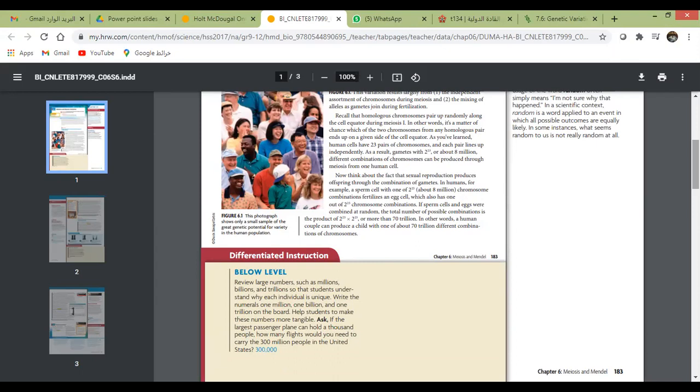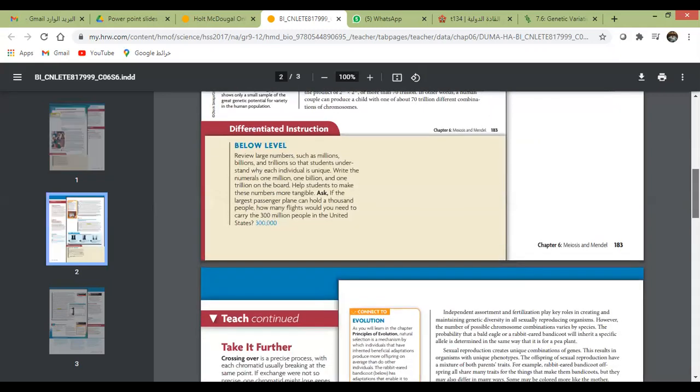When fertilization happens between the egg and the sperm, there is a possibility of about 70 trillion combinations, because I have hundreds of genes on each chromosome. Hundreds. Those hundreds of genes with different combinations will make a lot of possibilities for different combinations and variation.